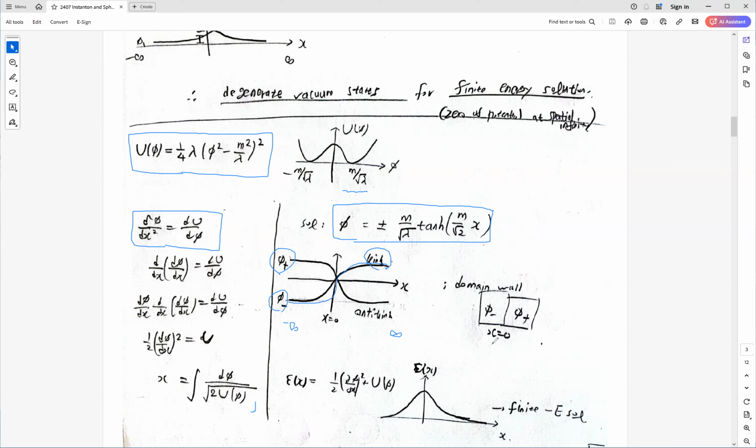So it can be drawn by such a diagram. At x equal to minus infinity, phi minus, and at x equal to 0, there is the boundary between the two vacuum areas, phi minus and phi plus, and this is called the domain wall or the kink. And conversely, if it is phi plus at minus infinity and phi minus at infinity, it is called the anti-kink. And we can also confirm that the energy density is actually finite. The energy density at spatial infinity is extremely small, so the integration converges for the energy.